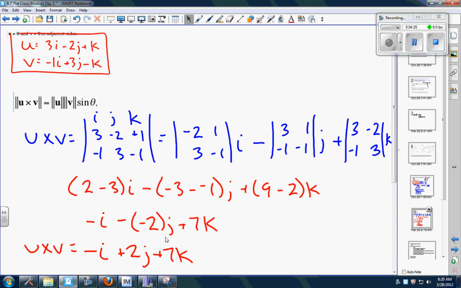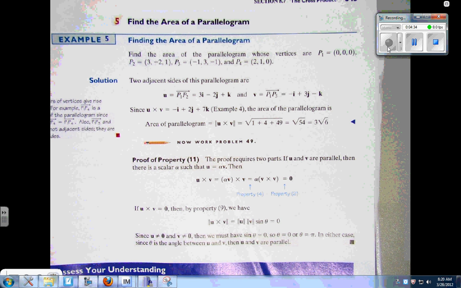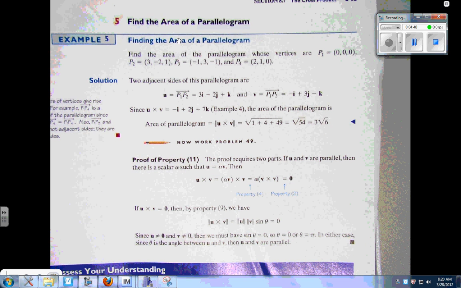Now, last thing I want to show you guys here is an example they did in the book. Now, you're going to be given a couple problems. One in your problem set, some in your homework that are going to look like this. They're going to give you the vertices. Vertices 1, 2, 3, and 4.